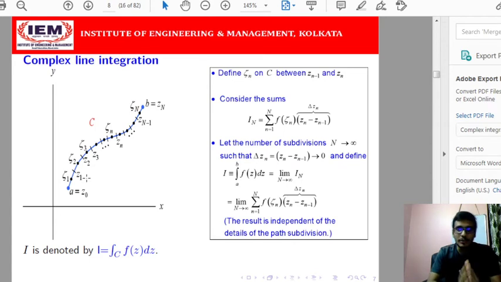Then what will be the sum? You know that the line integration is nothing but the limiting value of the sum. Which sum? Whenever we try to find the value of the integration, what does it mean? We are trying to find the area. Area is nothing but the sum of rectangles. Say for example this is our f(z). f(z) will be defined in the w plane actually.